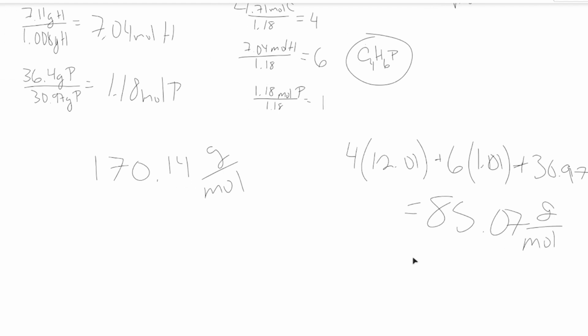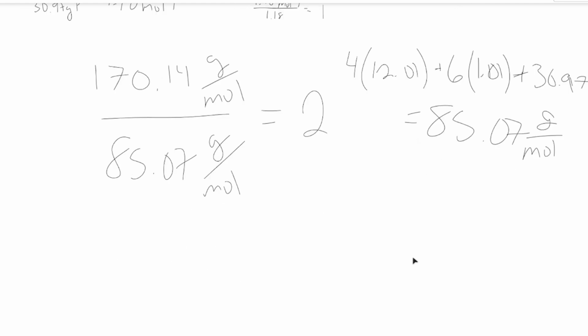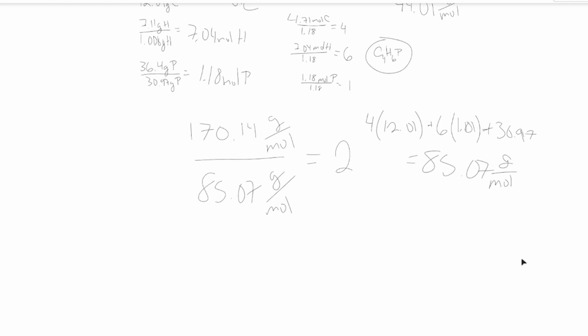We now divide our given molar mass by our empirical formula's molar mass, and we get 2. This means that our molecular formula will have subscripts that are 2 times as large as the empirical formula. So if our empirical formula is C4H6P, then our molecular formula will be C8H12P2.